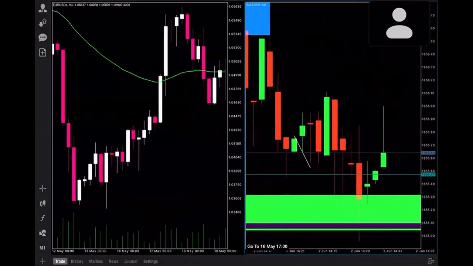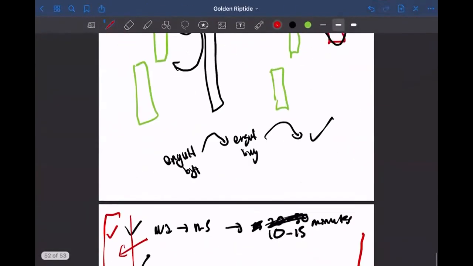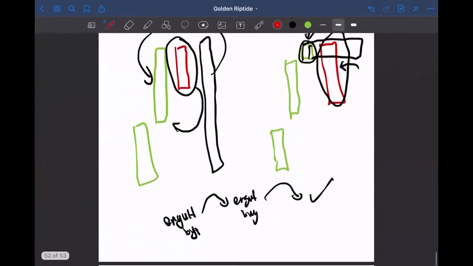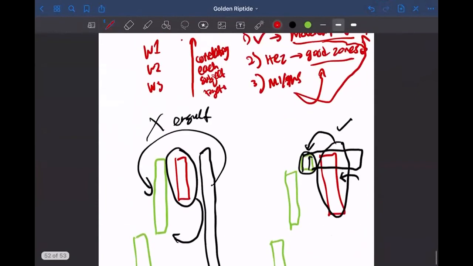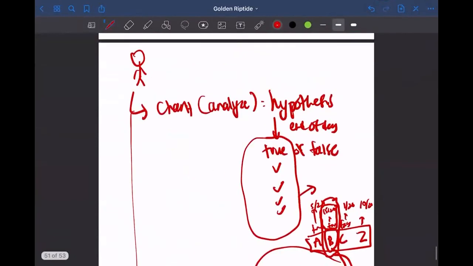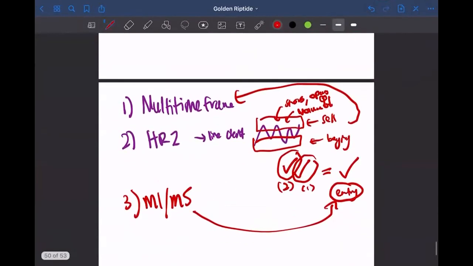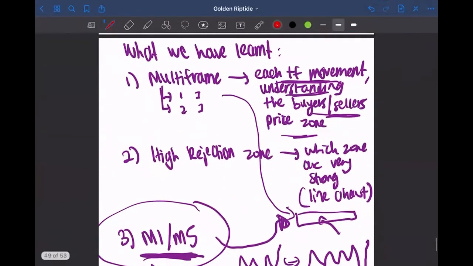Okay, so guys, make sure you spend at least 30 minutes for 3 setups a day, not that hard. And then do this in order. First HRZ, and then multi-time frame, and then M1, M5. Yeah, just keep on doing it.